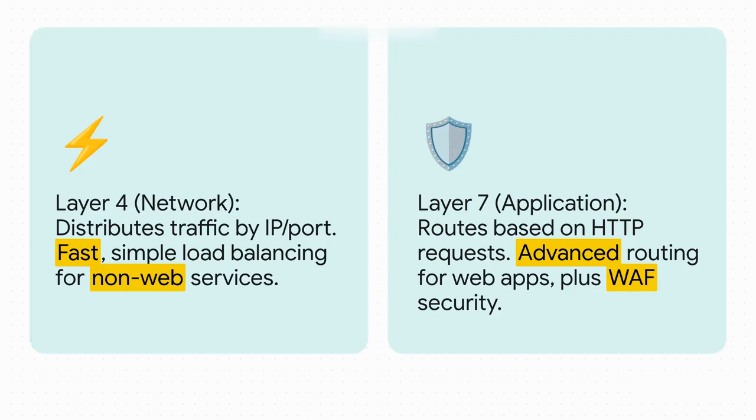Putting them side by side like this really makes the difference crystal clear. Azure Load Balancer, that's your go-to for raw network speed. Think databases, streaming, that sort of thing. But the Application Gateway, that's purpose-built for the web. It's smarter, and this is huge. It can integrate a web application firewall, or WAF, to protect you from all sorts of common attacks. So the question for you is, are you directing simple network packets or complex web requests?